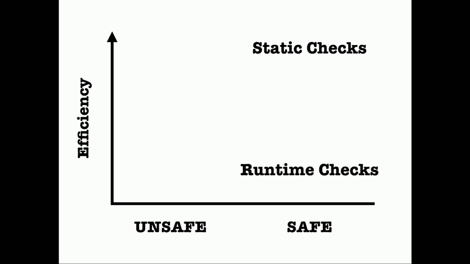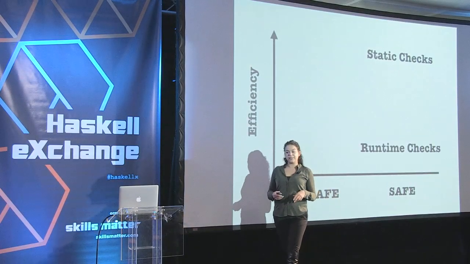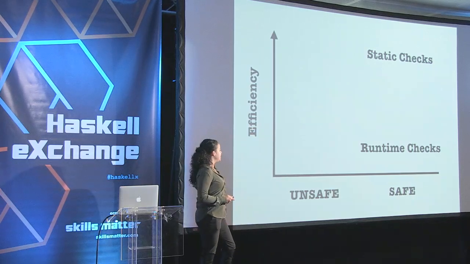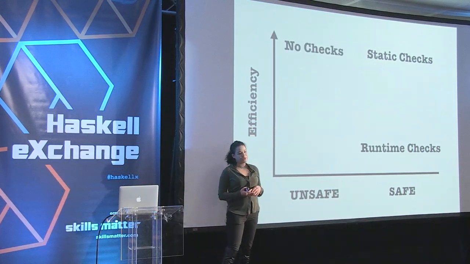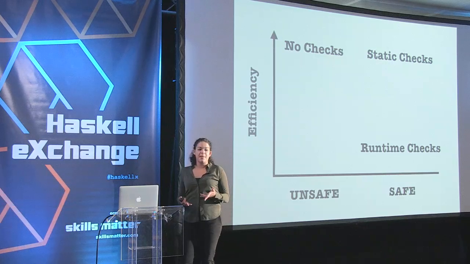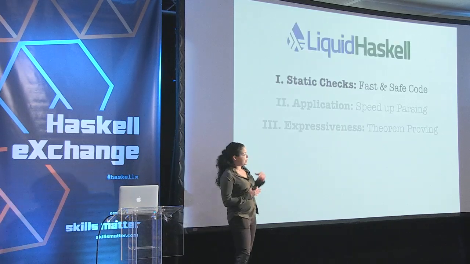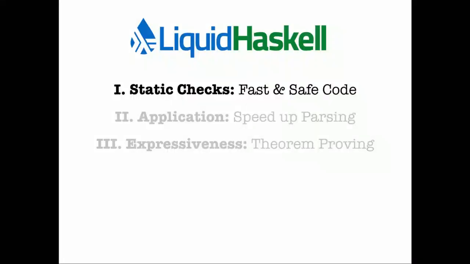And as alternatives, I have runtime checks that, again, give me safe code. I can use runtime checks to beat Heartbleed. But then your code becomes less efficient. And another alternative is to have no checks. I have super efficient code, but it may go unsafe. So we saw how LiquidHaskell works, how it can be used to have static checks that give you both fast code because they're not used at runtime, but also safe code.